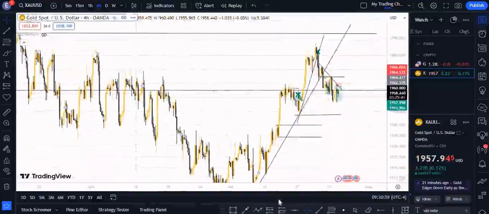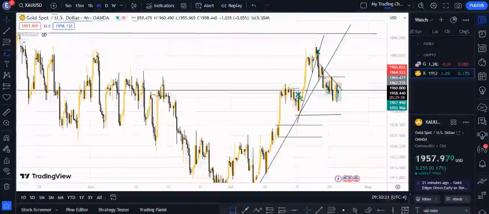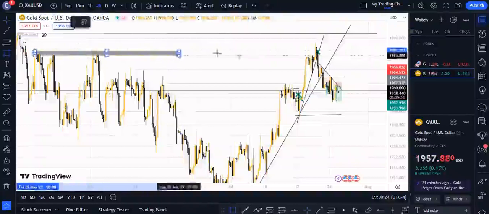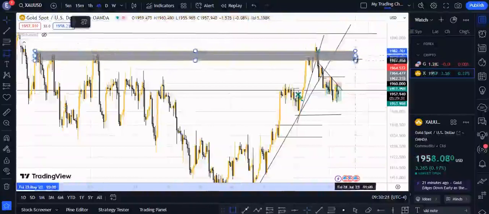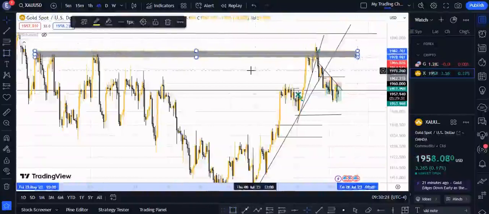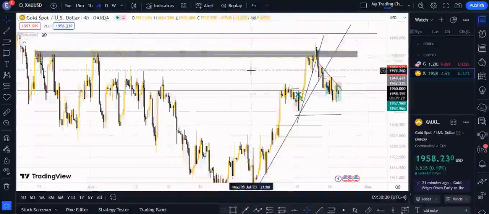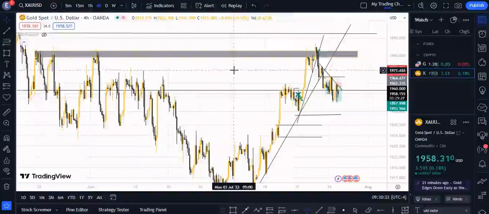You can see the market broke all those highs. All those highs you are seeing here, the market broke them. So when the market breaks these highs with a candle, we wait for what?